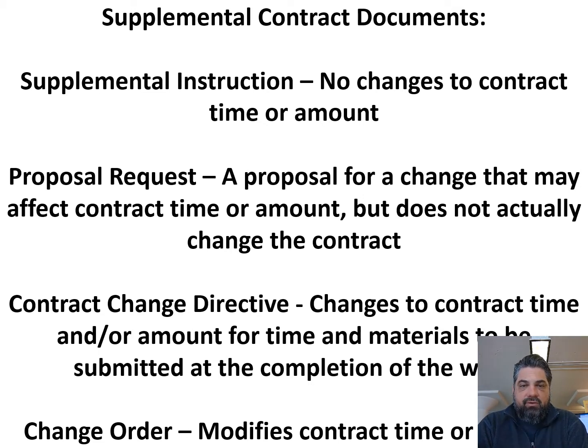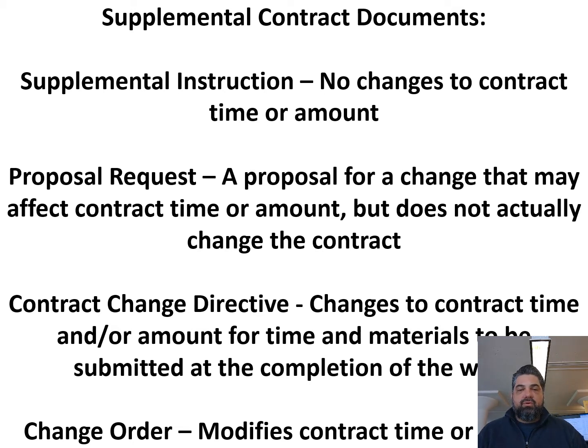And so if there's no change to the contract time or amount, it is simply supplemental instruction or supplemental information to the contractor. As a result, because it does not change any of the contract time or amounts, it is signed only by the architect and the contractor. In other words, both the architect and the contractor agree that this information exists. It is additional information, and that's it.